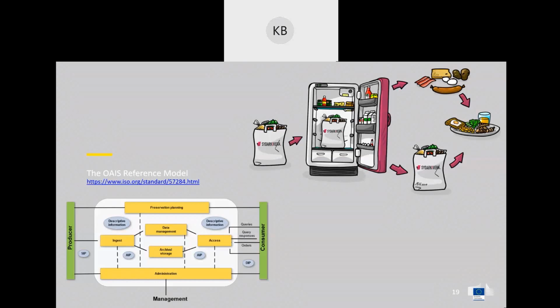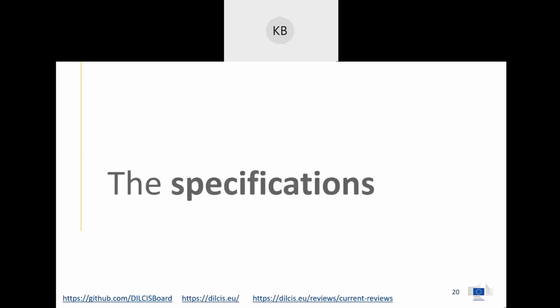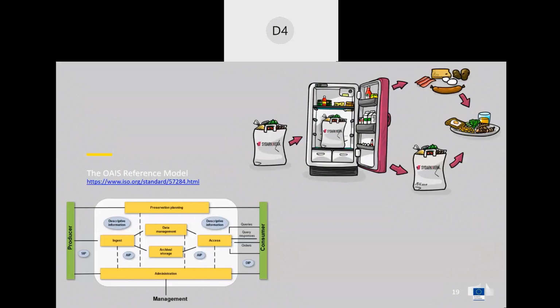And for some reason, people think I'm good at cooking. They want to make a dissemination into my fridge. So I have to make a dissemination information package.